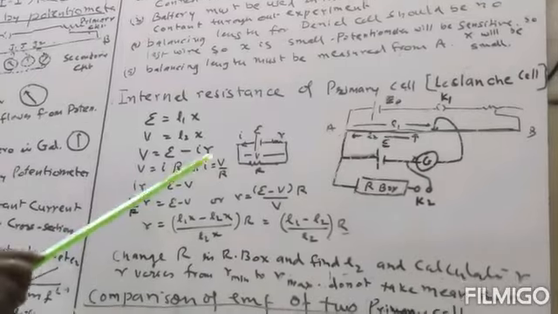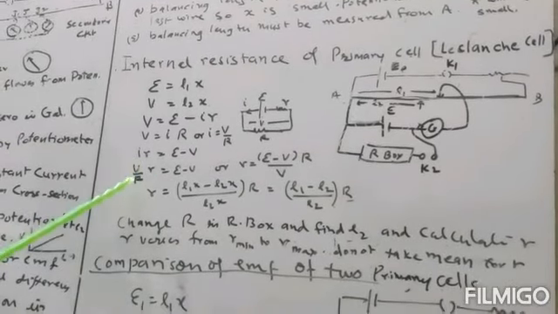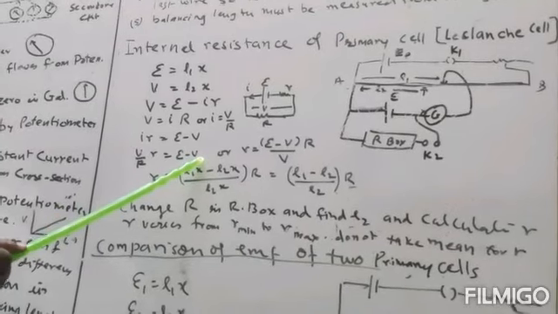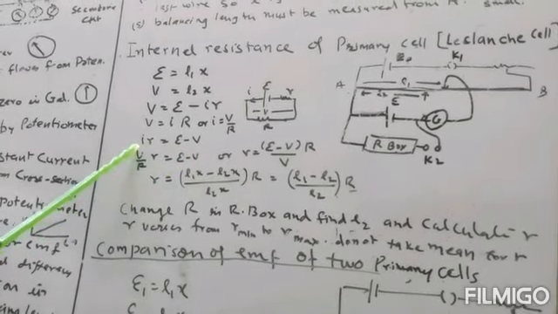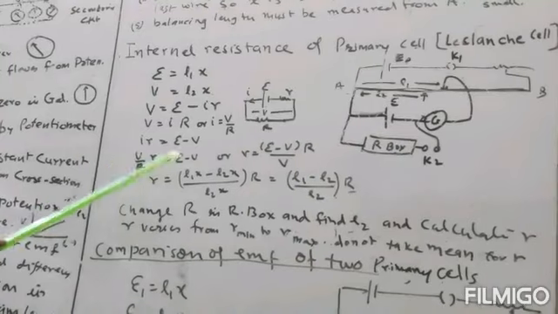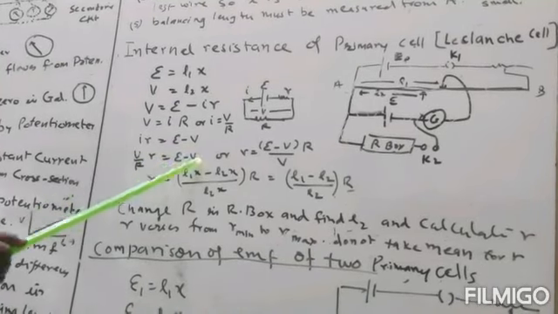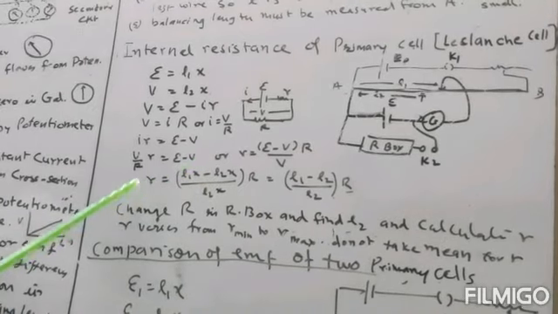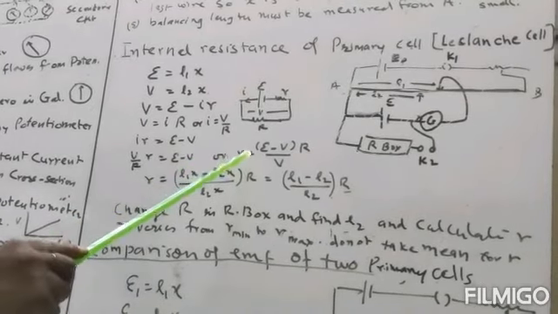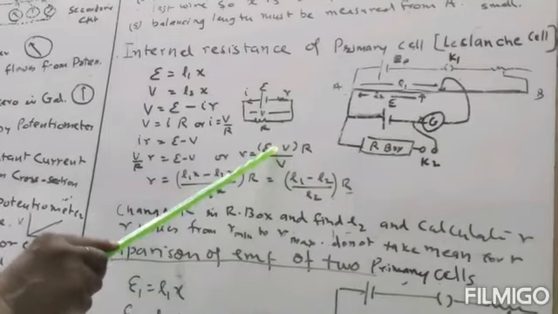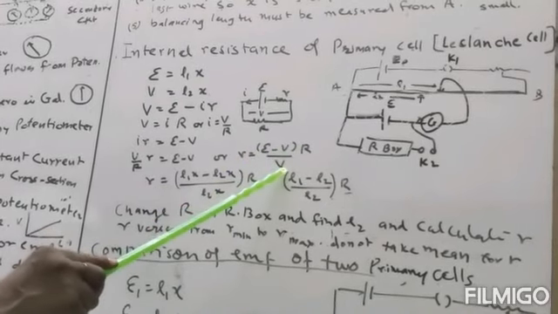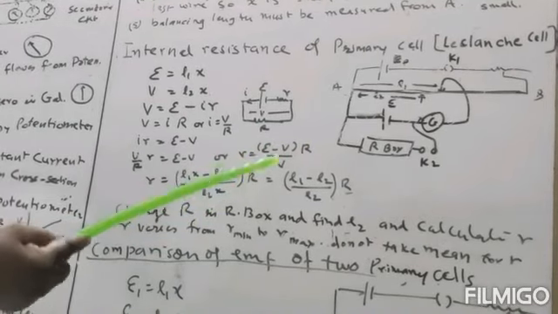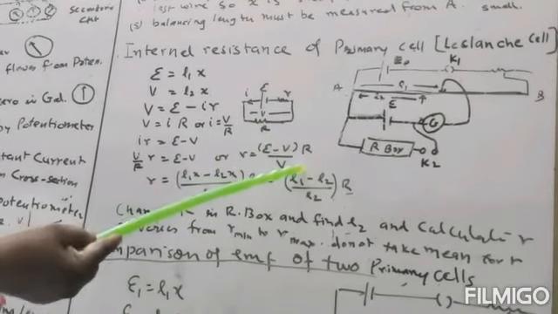We put the value of I here. Then V by capital R into small r will be equal to E minus V. We cross multiply it. So it will be equal to E minus V divided by V, and R will go in the numerator. So internal resistance r will be equal to E minus V divided by V multiplied by capital R. Now how to find the value of E and the value of V?